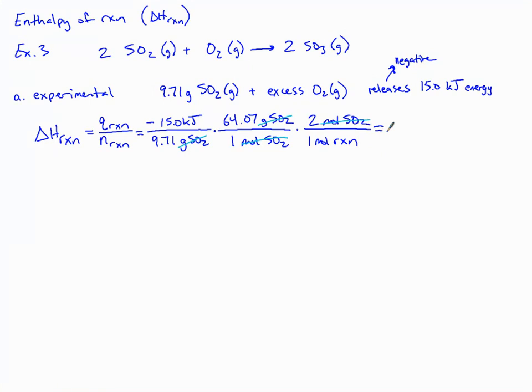And we should come out to negative 198 kilojoules per mole. And this is our delta H of the reaction, the enthalpy of the reaction, based on some experimental data. We have a lab where you will use this method to find the delta H of the reaction.